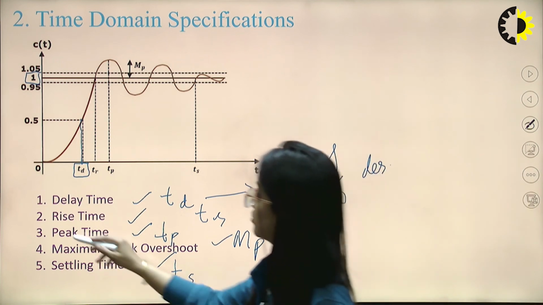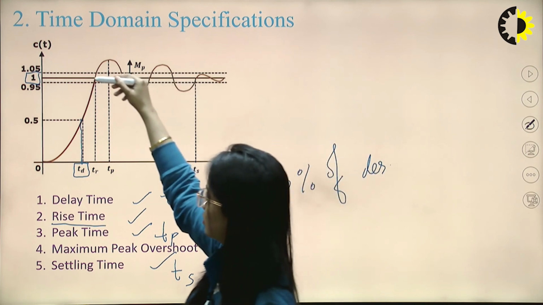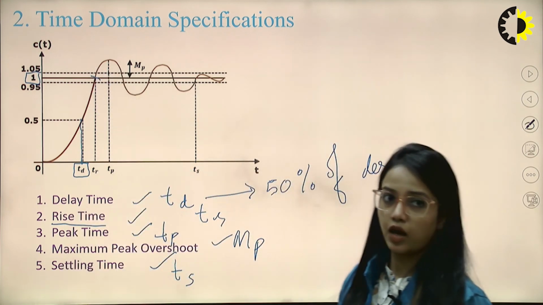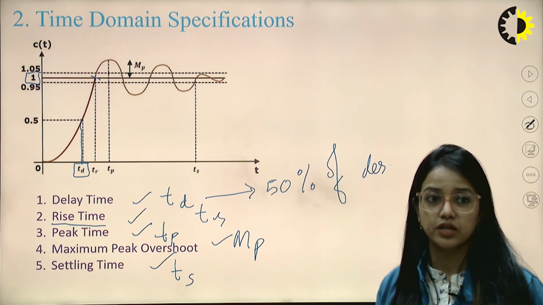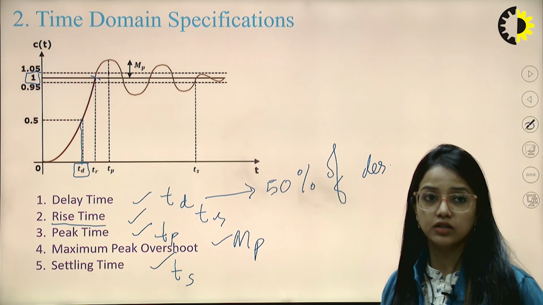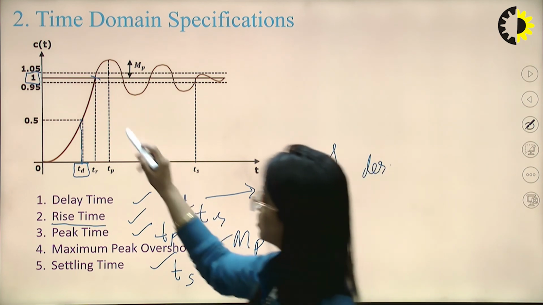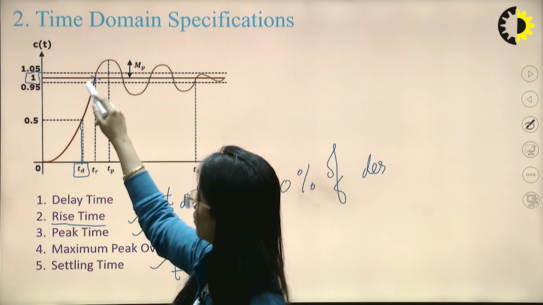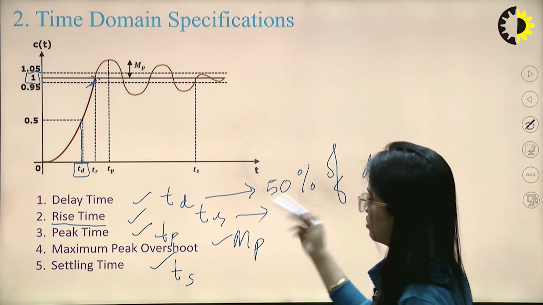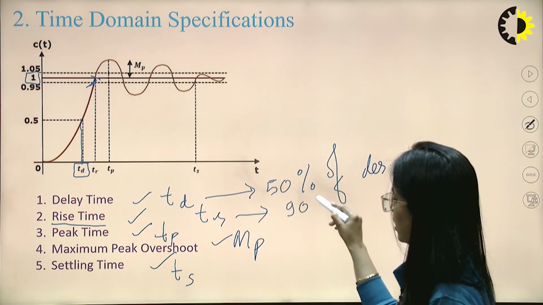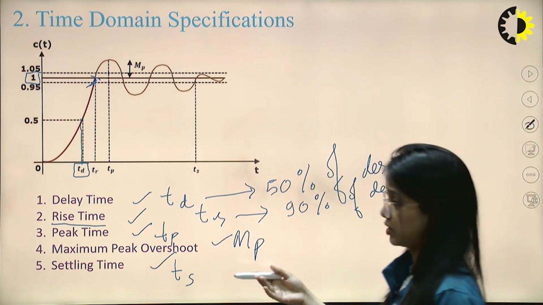Next, rise time. Let's say the desired value is 1. Now, different literature has different values. When we reach 90% of the desired value, we call it rise time. In this diagram we can see that they have taken it as 95 or more than 95. Somewhere in some books you see 80%, 95%. So it means when we are approaching the desired value.